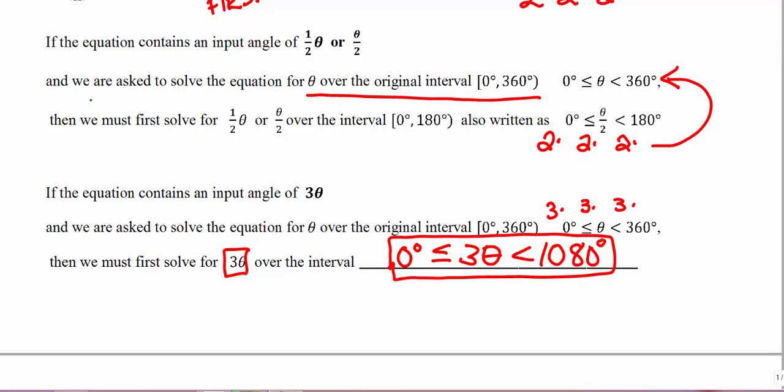Why would we do that first? Well, if we solve for 3 theta between 0 and 1080, what we'll eventually do is divide everything through by 3, and when we do that, we will have solved for theta between 0 and 360.